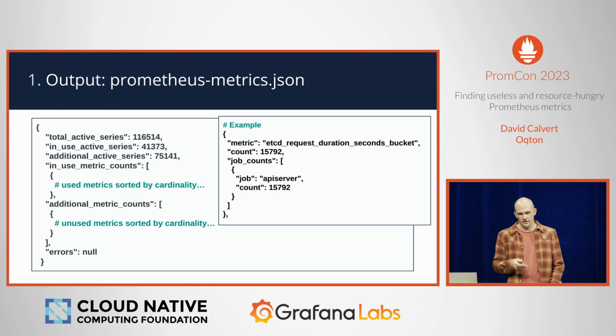So the file looks like that. On the left, I've shrunk it a little bit so you can fit it in a slide. But basically on the right, you see an example of an entry. Here we have etcd_request_duration_seconds_bucket, where we can see the cardinality of the metric and what job it's from, and we can have that by job also.